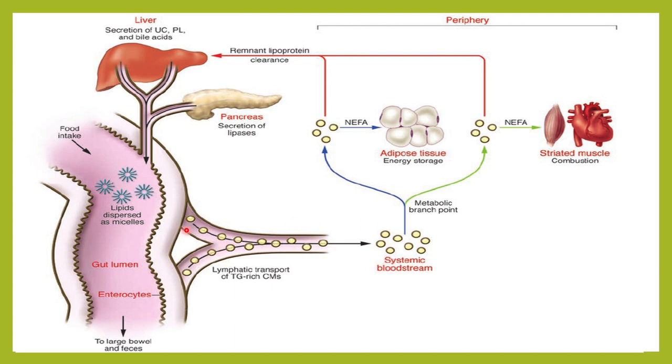So this lymphatic system transports the chylomicrons and fat droplets, and when it transports, it gives energy to your muscles, your skeletal muscles, cardiac muscles, etc. And the unused fat is stored now in the adipose tissue.